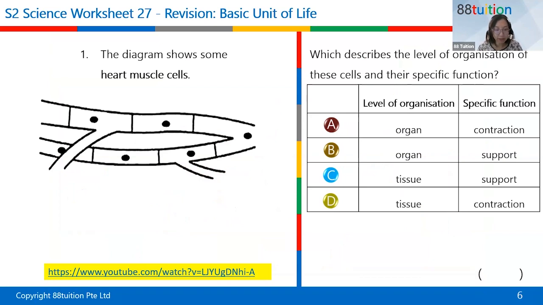This one is heart muscle cells. So let's watch this video. Okay, you should be able to see my slide. All right, let's start. Okay, so question one, you have a heart muscle cell. So which one describes the level of organization? So level of organization in the body is talking about, is it C, is it T, is it O, is it S? Is it a cell? Is it a tissue? Is it an organ? Is it a system? Right?